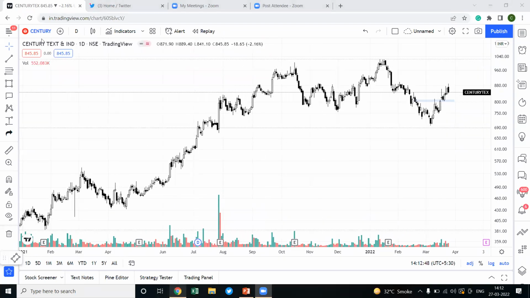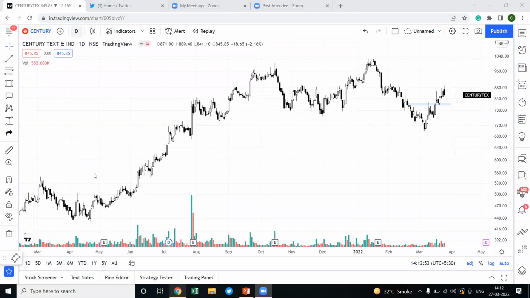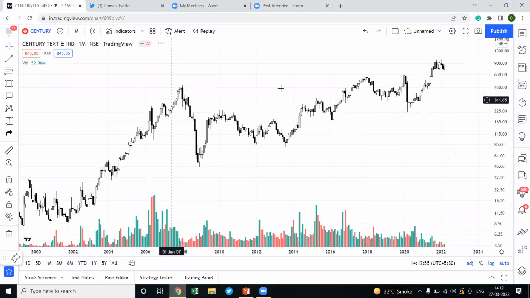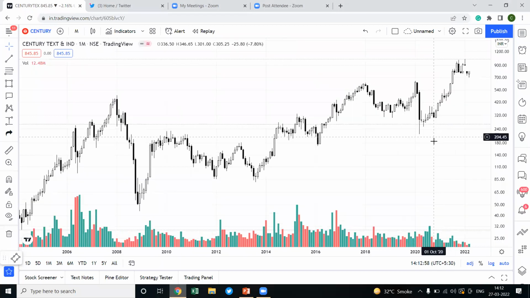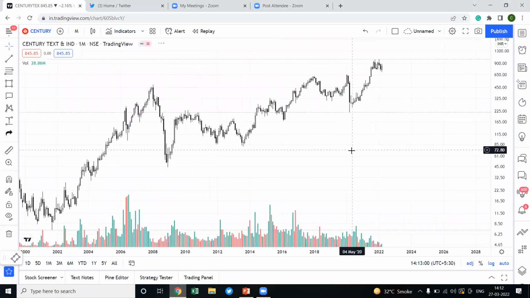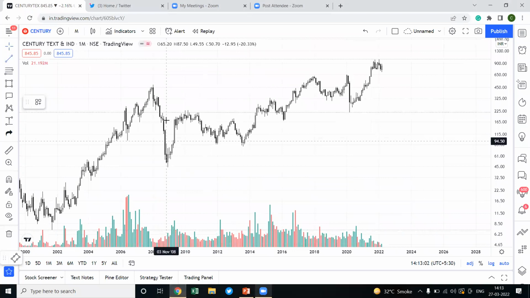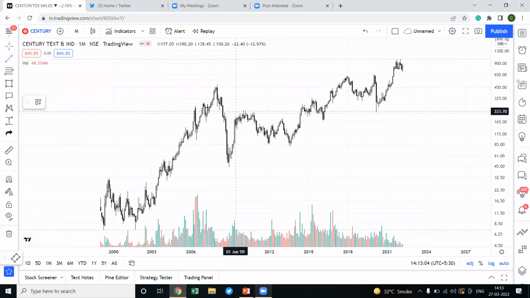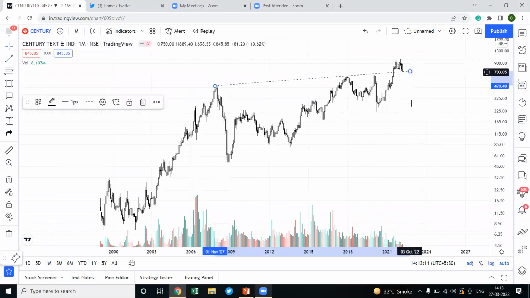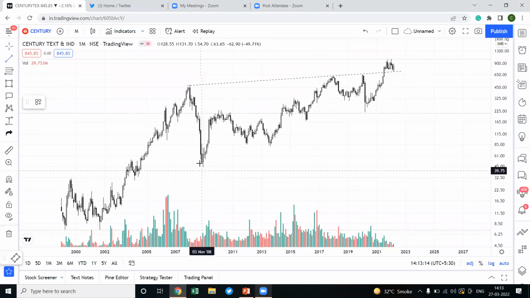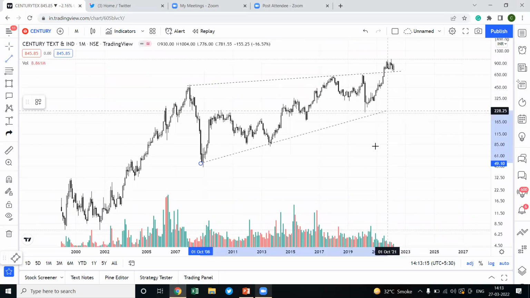Archit, for Century Textile, let's say if I have a view of 3 to 5 years, how do I read that from the chart? First, we have to look at the weekly. If you have a horizon of 3 to 5 years, you have to look at the monthly and the weekly chart. So we can see that the primary trend of this particular stock is an uptrend. So we'll try to mark the support and the resistance zone. We'll try to understand from what pattern it has broken out.